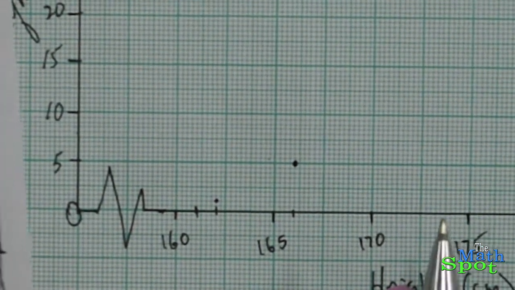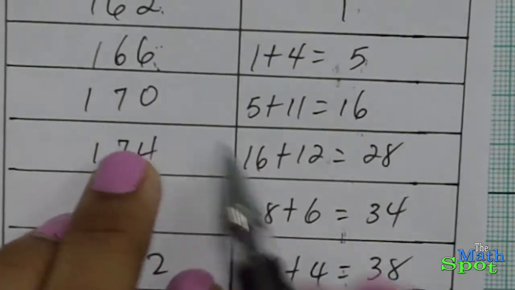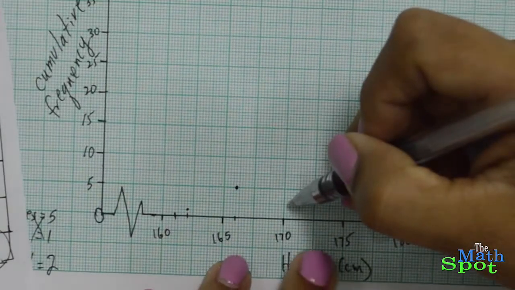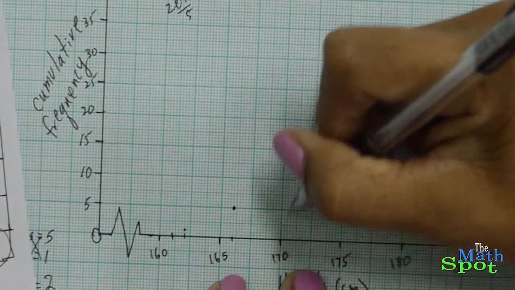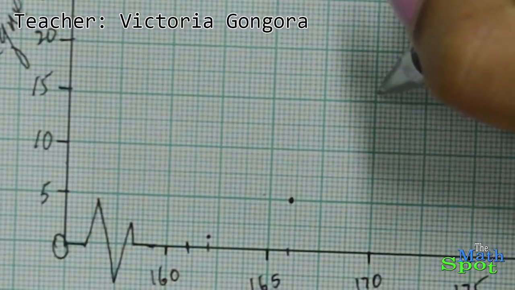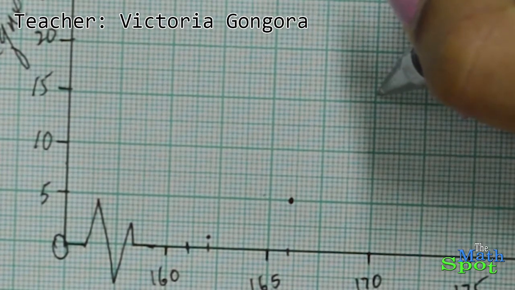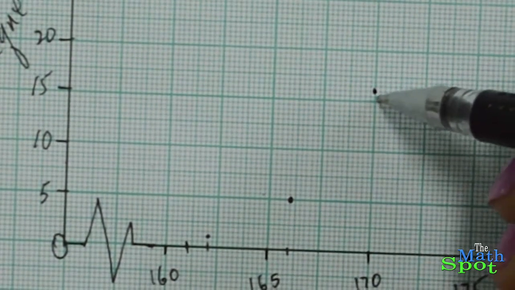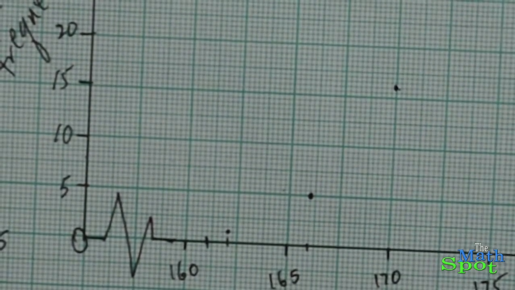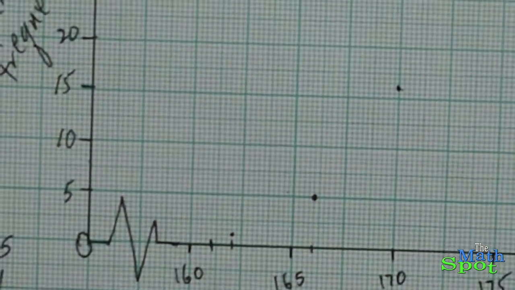Our third coordinate, 170 to 16. This might take you some time, but it's fairly easy. We locate 170, and it's to 16. We know where 15 is. Count 2 boxes above that mark, and you'll have 16.